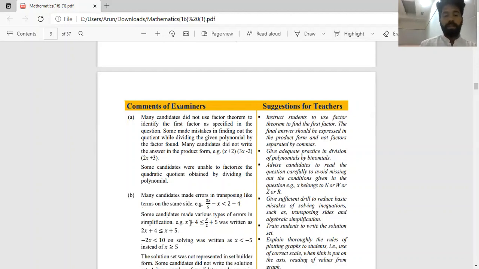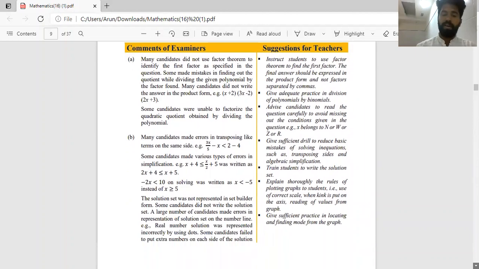And some students made various types of errors in simplification. X plus 4 is lesser than or equal to x by 2 plus 5 was written as 2x plus 4. LCM properly lena hai aapko. And minus 2x is lesser than 10. Because you're dividing by a negative number, you have to change the inequality sign. So you need to keep all these things in mind before you actually solve the sums from this chapter.